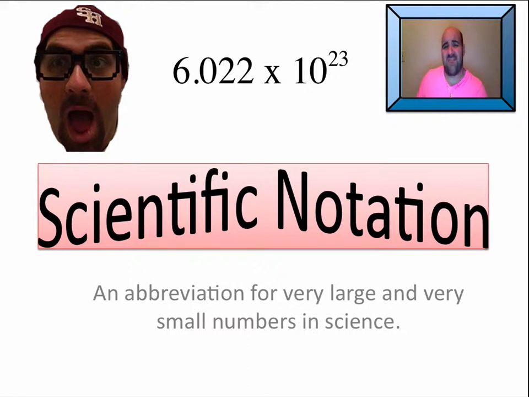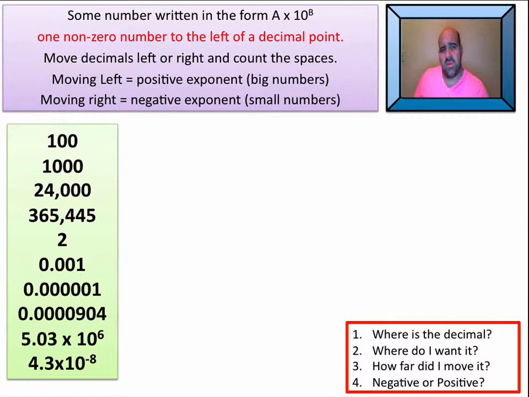In science, we have a lot of large and a lot of very small numbers, and we have to perform arithmetic operations with those. And scientific notation makes it much simpler. So how do we put numbers into scientific notation?